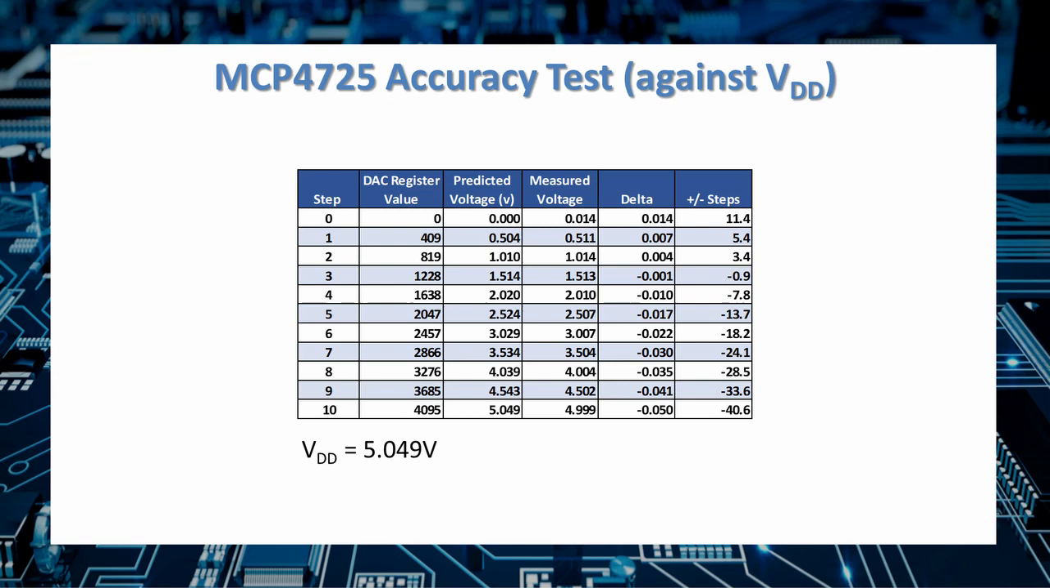So here are the results of that test. The predicted voltage is based on the supply voltage, which I measured at 5.049 volts, divided by 4095, and then multiplied by the DAC register value. The measured voltage is what I actually saw on my meter. And you can see that there's quite a bit of difference between the predicted value and measured value over the range of the DAC. In some points it's fairly small, and at other points it's fairly large. For example, at 3/10 of the total output value of the DAC, we have less than 1 least significant bit of difference. But at the top of the range, we have more than 40 least significant bits of difference.